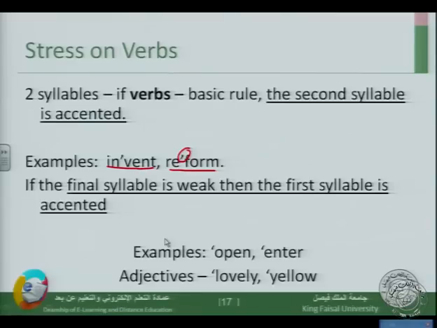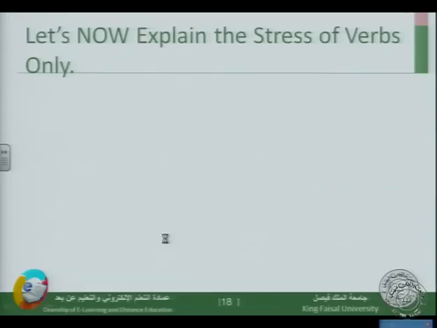If the final syllable is weak, then the first syllable is accentuated. Open. Open. Notice, this one is a bit different. So if it is weak, we need to put the stress on the first syllable. But the general rule is the previous one, and these are some exceptions. Okay.